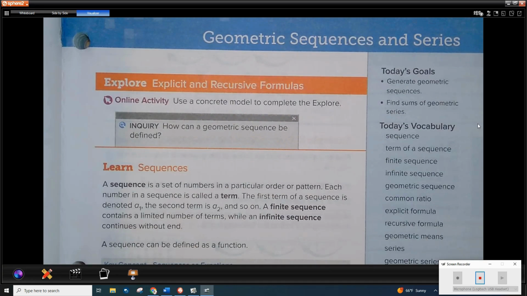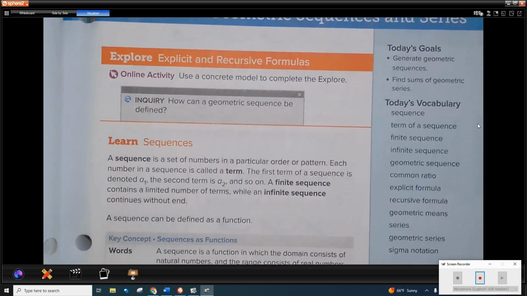to go over 7.4 geometric sequences and series. It's kind of a long one. Sorry, I didn't realize that when I assigned it. So as you see, it's long because look at all the vocabulary.